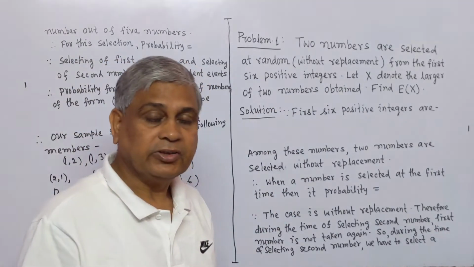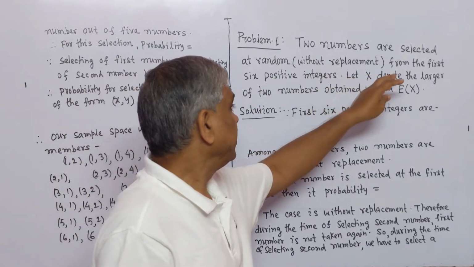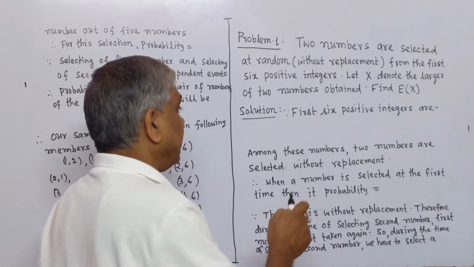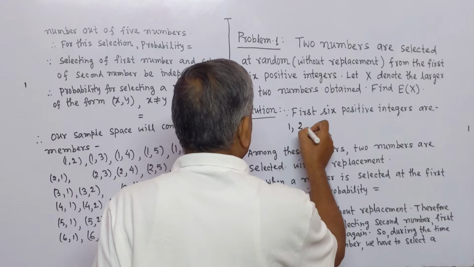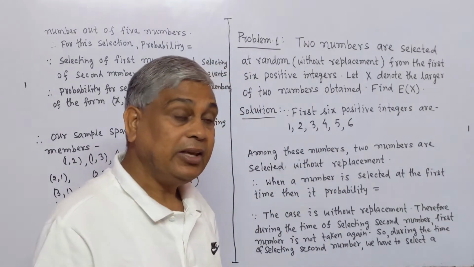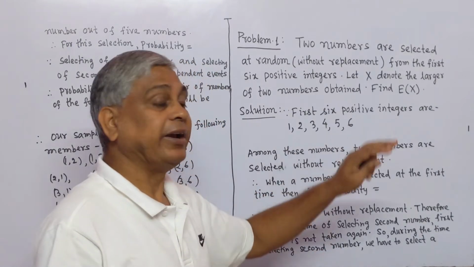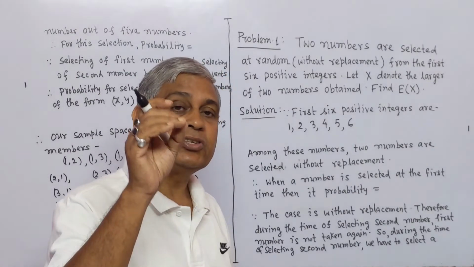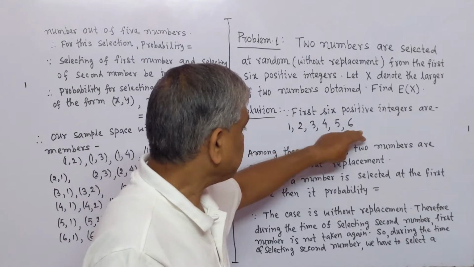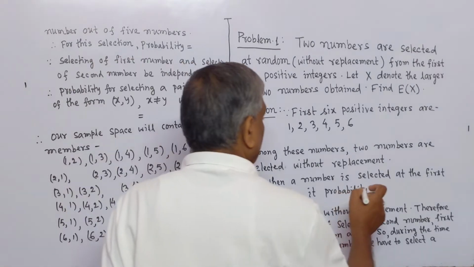Now we solve this. Solution. Since it is given that we have the first 6 positive integers, they are 1, 2, 3, 4, 5 and 6. Among these numbers, we have to select two numbers without replacement. That means when we select a number the first time, out of the first 6 positive integers, our probability will be 1 by 6.